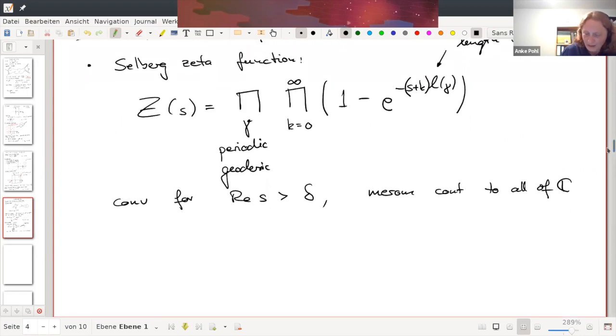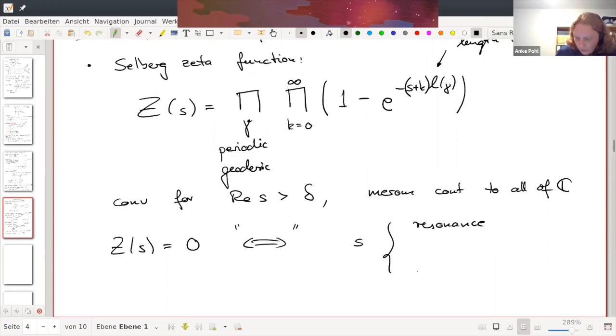And what we use from this is this: it has a zero, up to some little mistakes I will ignore here, only if this S is a resonance, or it's there for another reason, and this is called a topological zero. Let us ignore for today these topological zeros. We know where they are, not that many. So we can read this result as this. The Selberg zeta function in its meromorphic continuation has a zero at S if and only if this S is a resonance.